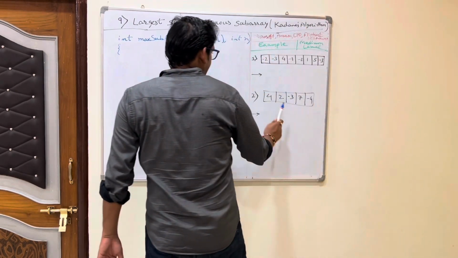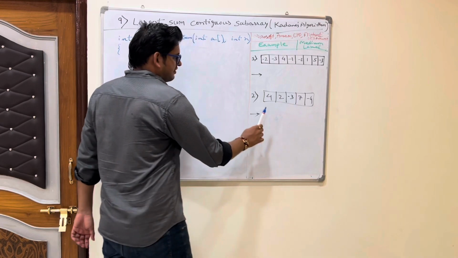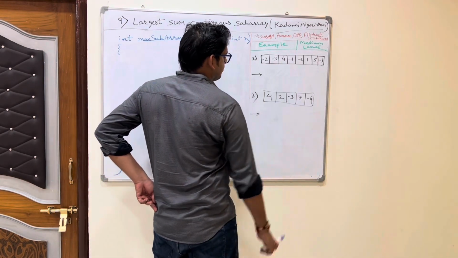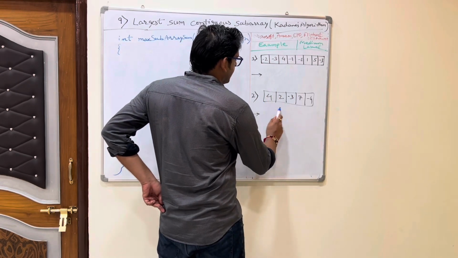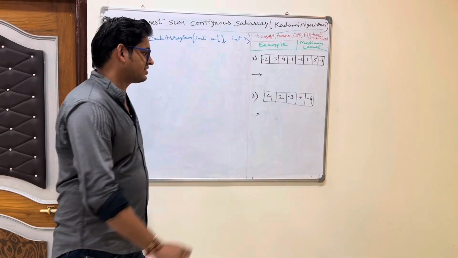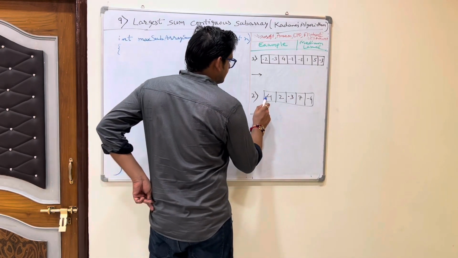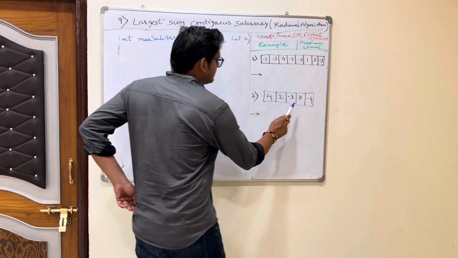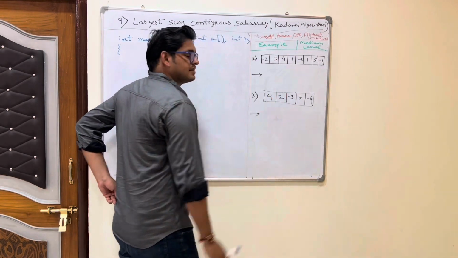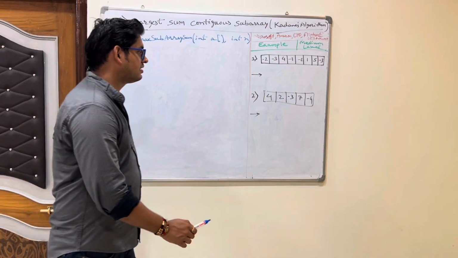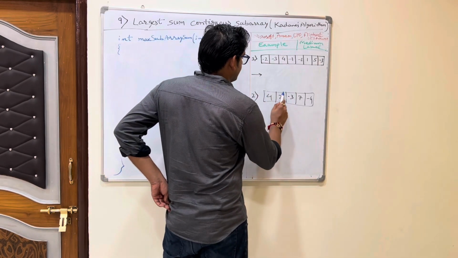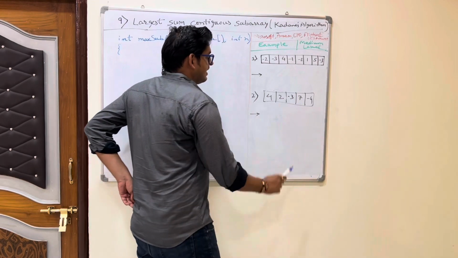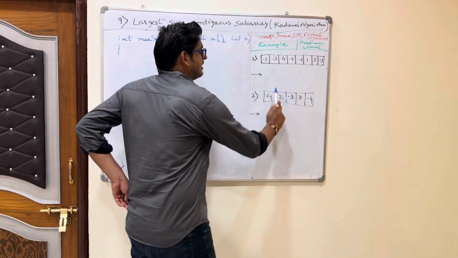If we see over here in the second example, we'll start with the second example. So 4, 2, minus 3, 7 and minus 4. Which subarray should we take which will give us the largest sum? For example, if we take this subarray, 4 plus 2 is 6. But if we take this minus 3, then our sum becomes 3, which is not bigger than this. But if we include 7, then it becomes 10.